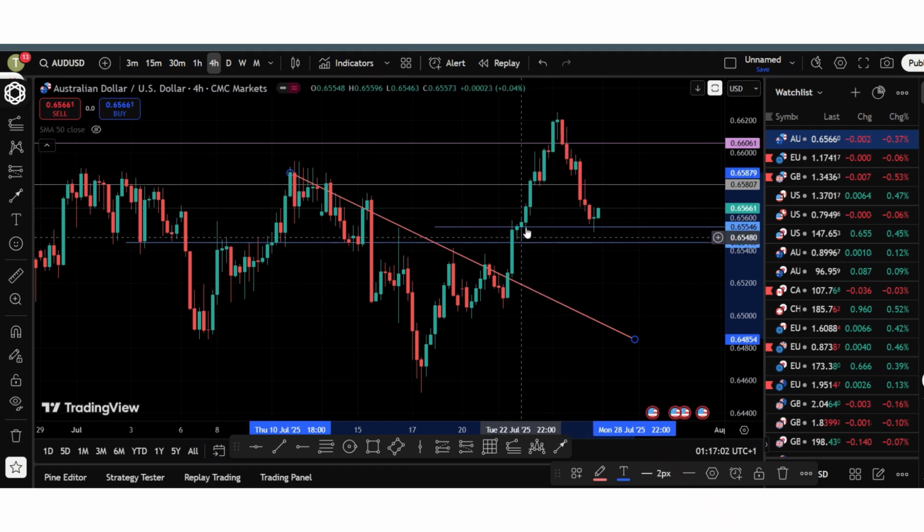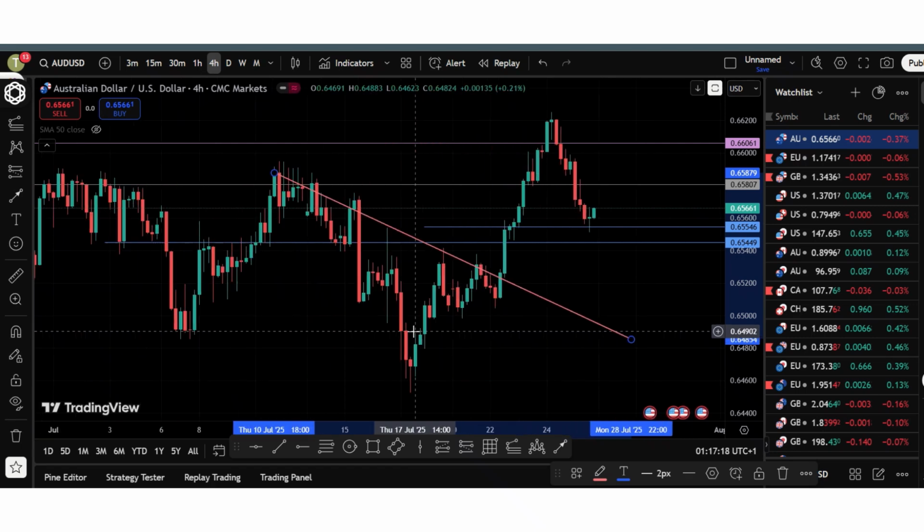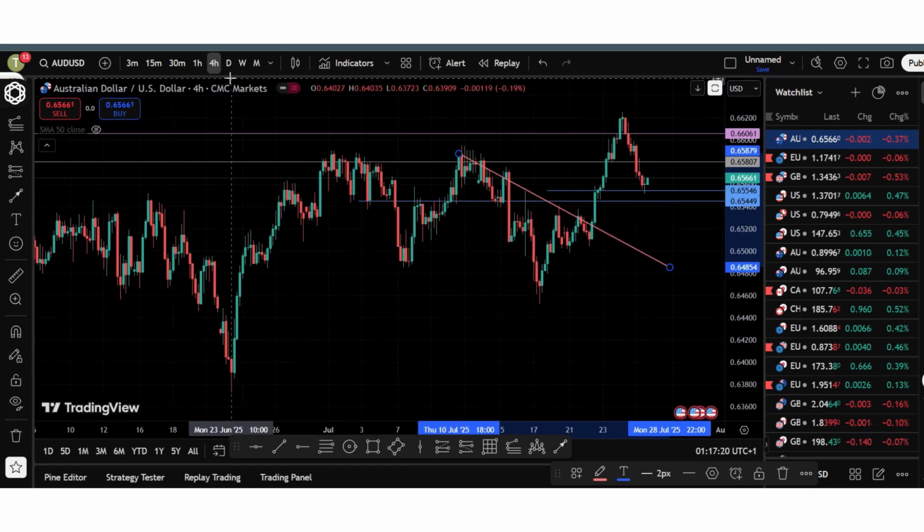Once we close below this on the daily, and it's also a confirmed close on the 4 hours, then we can expect some bearish move of this whole candle. But currently we are still bullish. So where can we buy from?